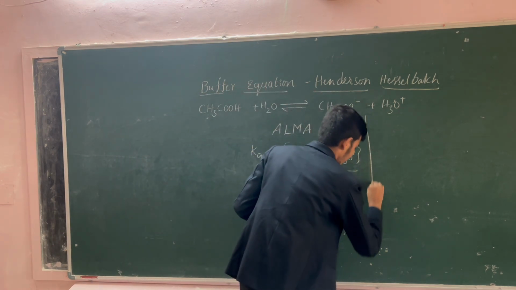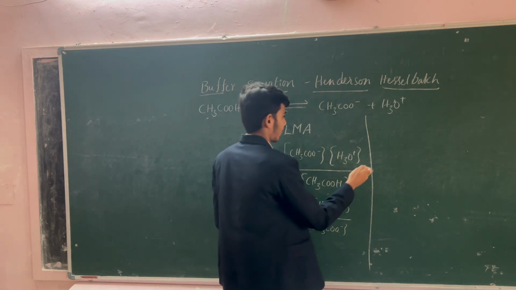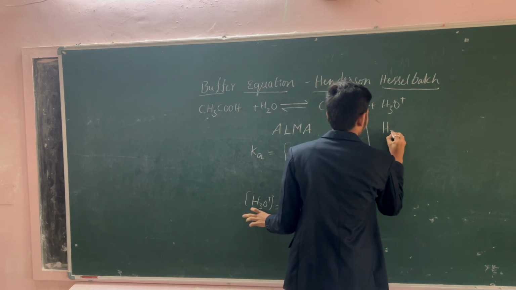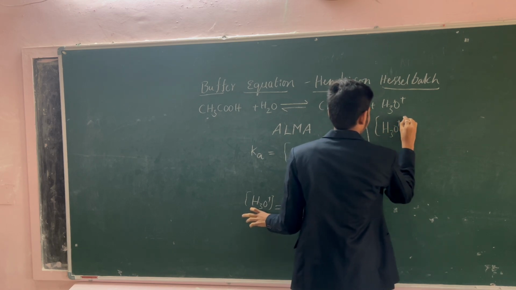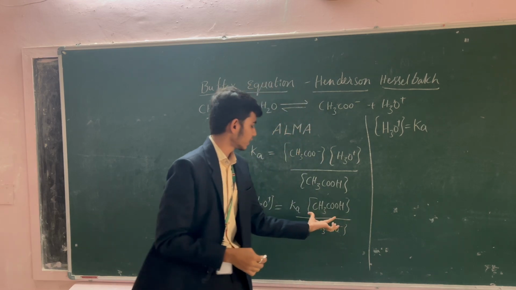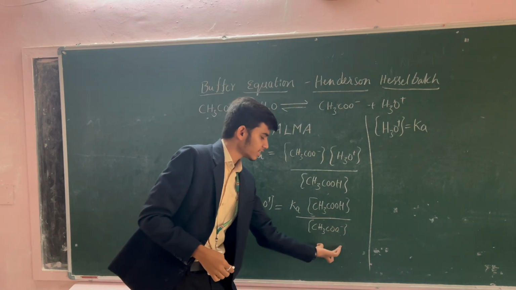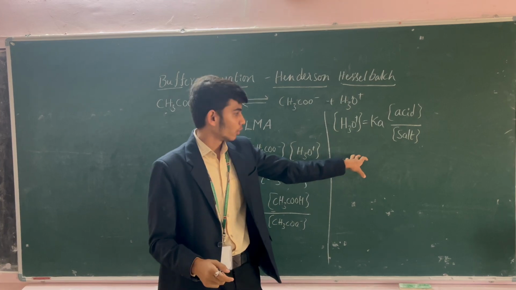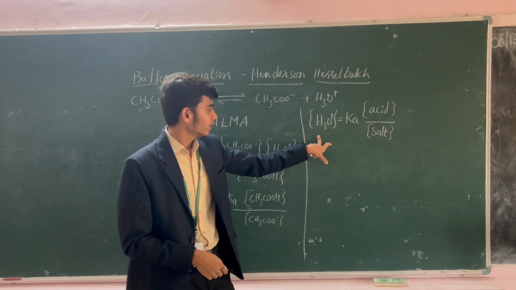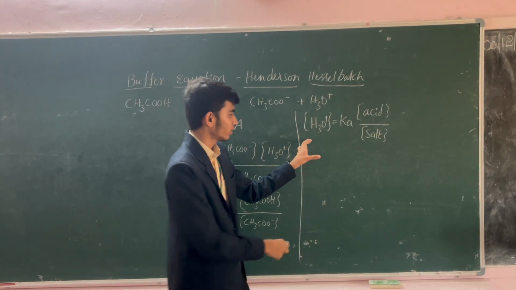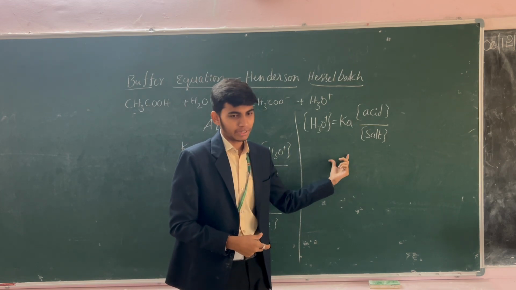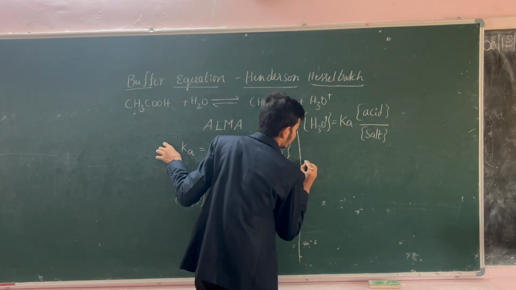Now this is nothing but acid and this is nothing but the ionized salt. And now we require pH here. For that, what should we apply to get pH? When we apply the negative logarithm to this equation, we'll get pH. So that's why we are applying the negative logarithm.